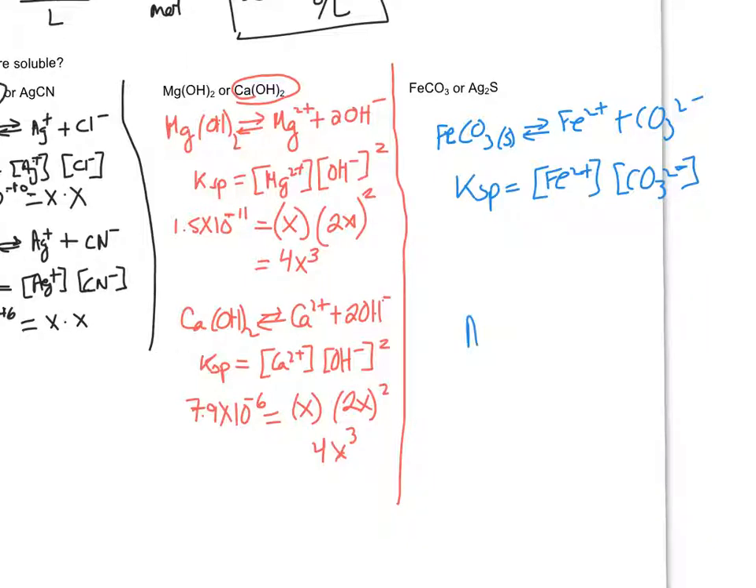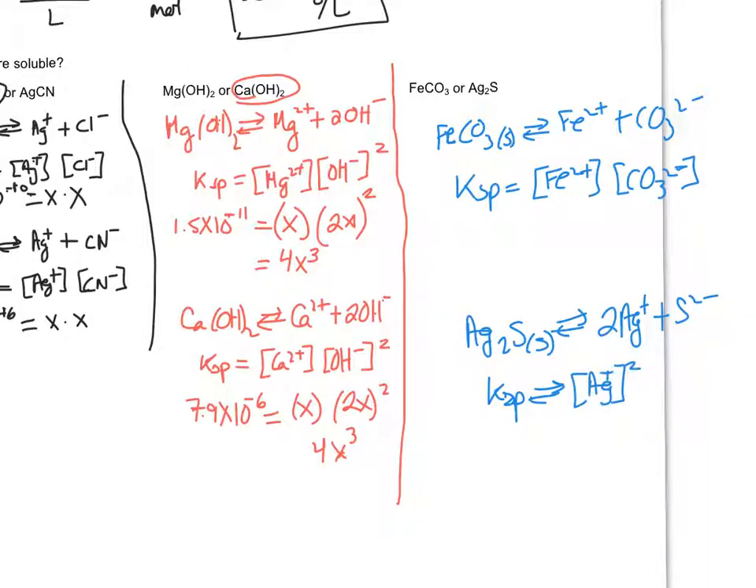The next one is Ag2S. That dissociates into 2Ag+ and S2-. My Ksp expression is going to be the concentration of the Ag+ squared times the concentration of the S2-.